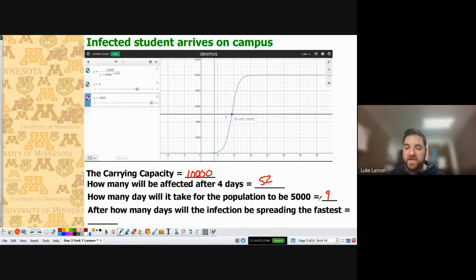Now, I wasn't really thinking when I picked that 5,000, because the next question is, after how many days will the infection be spreading the fastest? Well, we already know that happens when you reach half the carrying capacity, which is 5,000, which we've already answered because I wanted to know when the population would be 5,000 in the previous question. So we get 9.3 again, or if you round, 9. So really, when will the population that's infected reach half the max is the same question as when will it be growing the fastest? All right, let's do one more example.